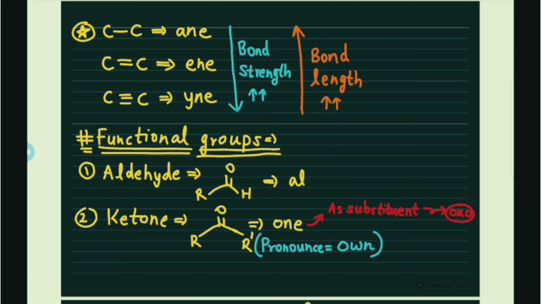Now, the interesting fact is that do you know the bond strength decreases from top to bottom? That is, the bond of alkane is less stable than the bond of alkene, which is less stable than the bond of alkyne. But do you know that the bond length increases in the exact opposite order? Like the carbon single bond carbon has the largest bond length, carbon double bond carbon has the second largest, and carbon triple bond carbon has the smallest bond length.